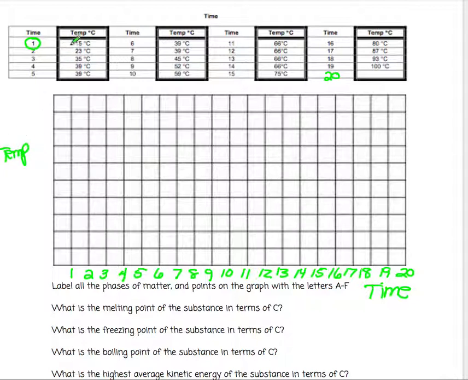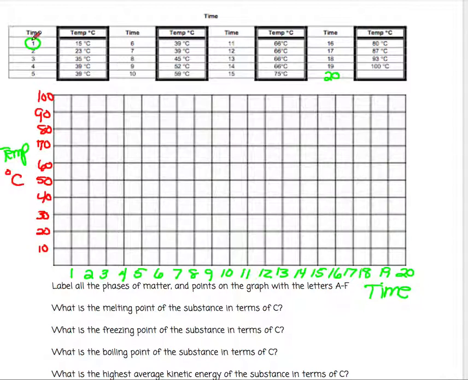And we're going to go from 15 degrees all the way up to 100 degrees. So I'm going to go by tens. Let me change colors. Okay, so we'll go 10 degrees, 20 degrees, 30, and they're Celsius, correct? Okay, 40 degrees, 50, 60, 70, 80, 90, and 100 degrees. And this is temperature in degrees Celsius.